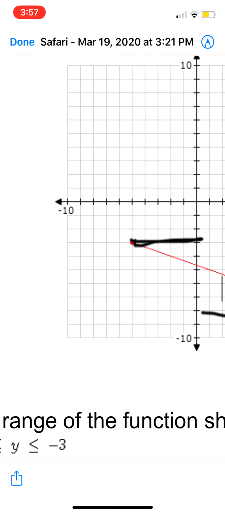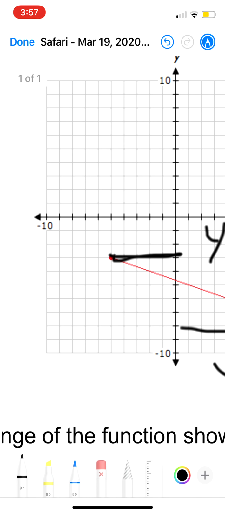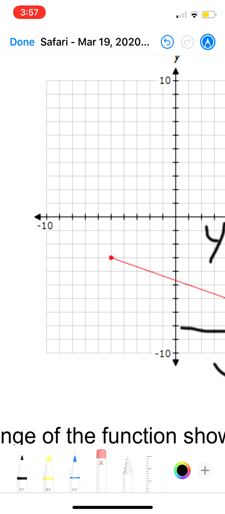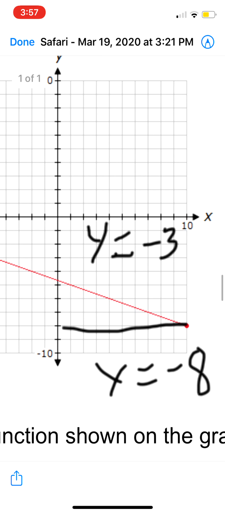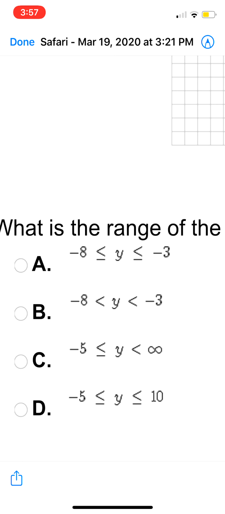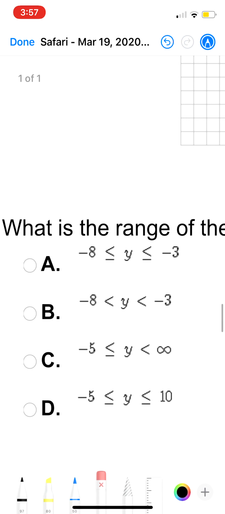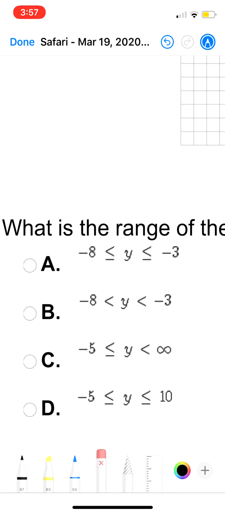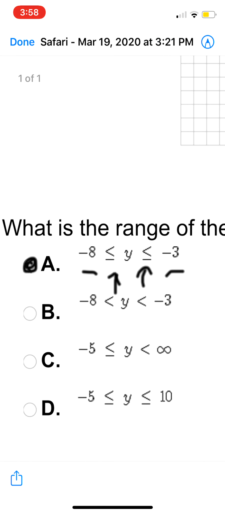Since they're solid dots, I'm going to erase this a little bit so you can see that it's a solid dot. Since that's a solid dot right there, it's included. So -3 is included, and so is -8. So it will be less than or equal to signs. The smaller number always goes on the left. The bigger number is always on the right. So -8, -3, they're solid because that was a closed circle. So A is our answer for that.